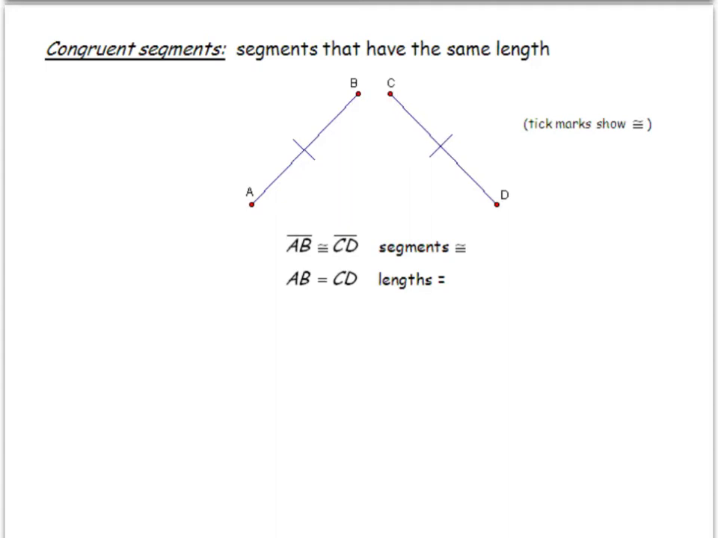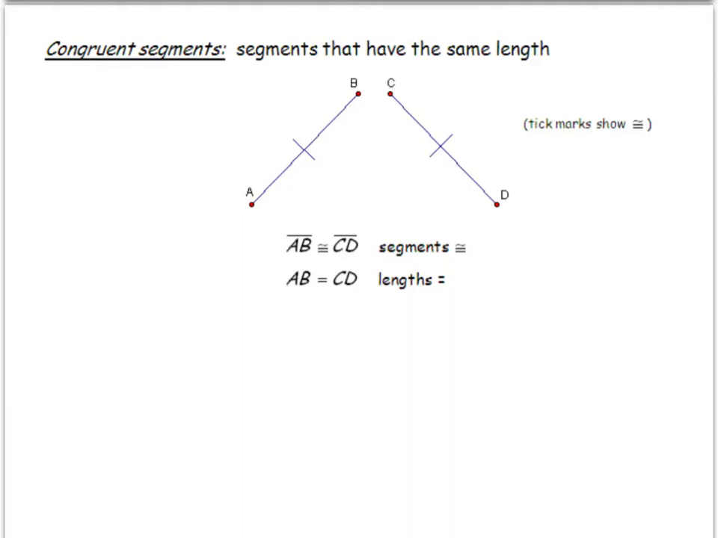So notation-wise, very, very important. When you're talking about segments that are congruent, you will say segment AB is congruent to segment CD. So the segments themselves are considered to be congruent. But as soon as you start to talk about their lengths or their distances, you would then say that the length of AB, notice no segment bar above, is equal to the length of CD. So the segments are congruent, but their actual lengths, their numerical values, are equal.